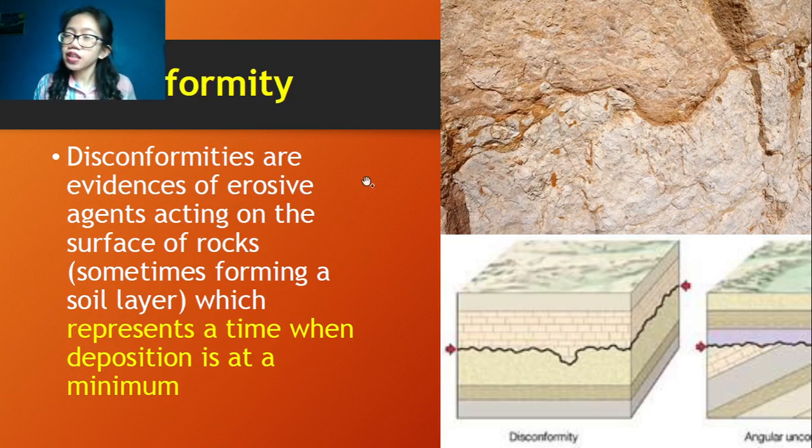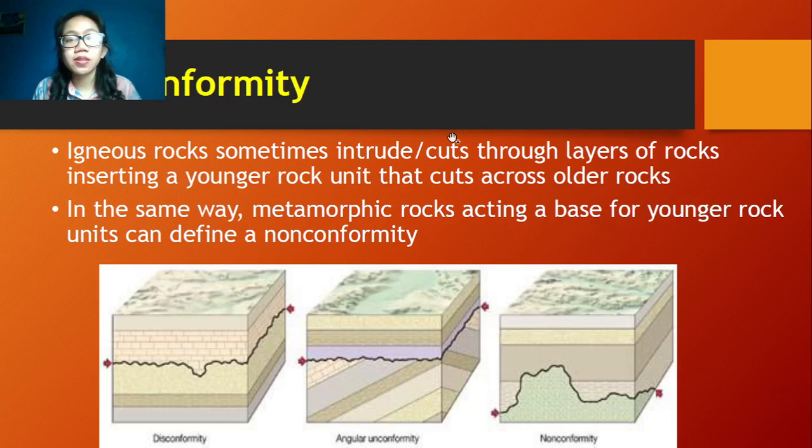So this is quite easy to identify as well because you will have some evidence of erosion or weathering here in between the two rock layers. Okay. Next, you have your non-conformity.